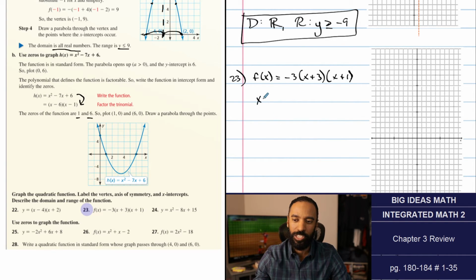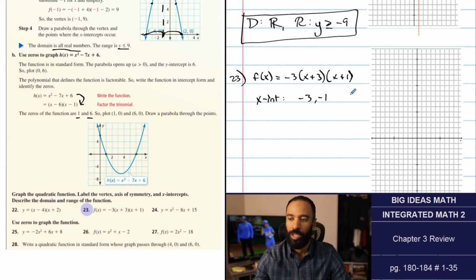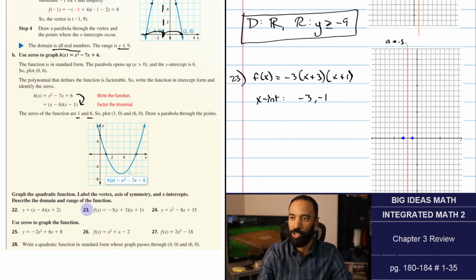So the x-intercepts are going to be negative 3 and negative 1. When it comes to that graph, negative 3 is here, negative 1 is here. Halfway in between is indeed negative 2. I'm not going to calculate that. I'm just going to draw and label it. So the axis of symmetry is at x equals negative 2.